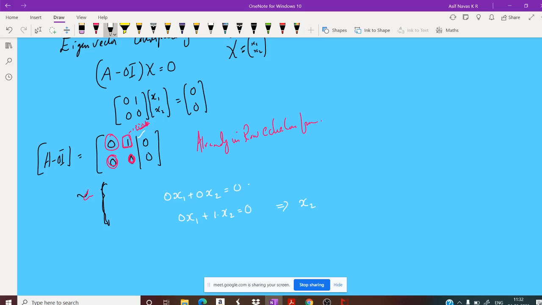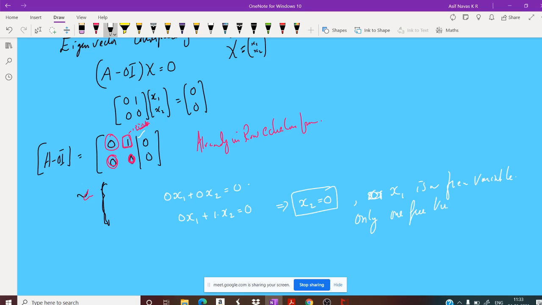What is the value of x2? 0. So x2 is fixed, right? 0. What about x1? Is there any information about x1? Any arbitrary value. Yes. So x1 is a free variable, right? So how many free variables are there? Only one free variable.